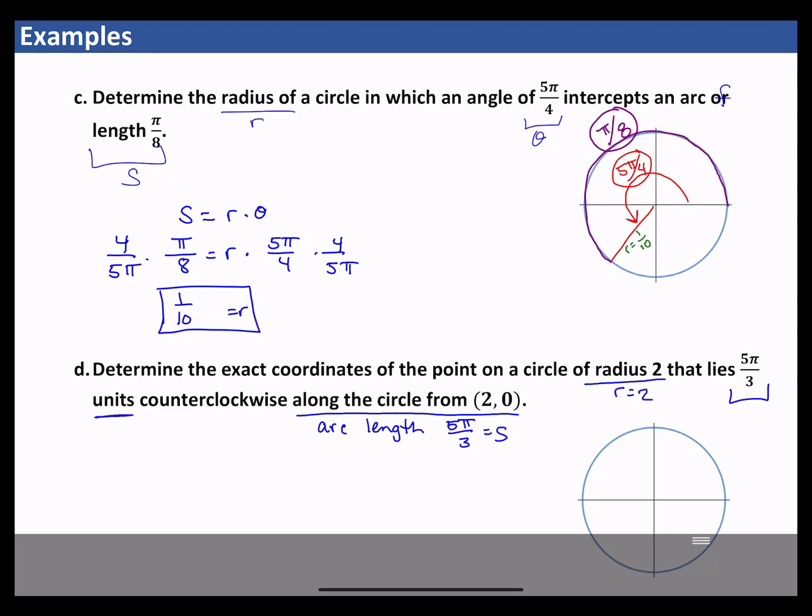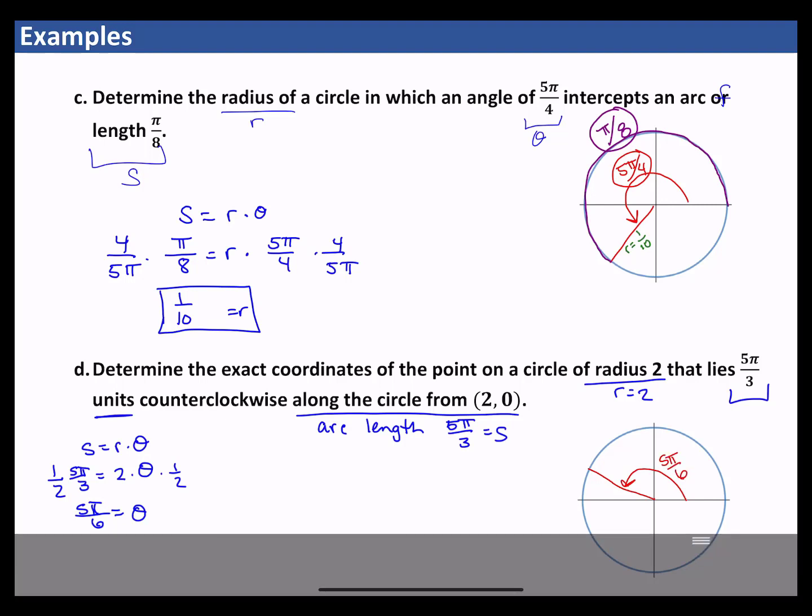So we're trying to find the exact coordinates, but to do that, we're going to first need to find the central angle. So we're going to take arc length equals radius times theta, the central angle. 5 pi over 3 is the arc length. The radius was 2. We'll multiply by the reciprocal of 2, which is 1/2. So we see that our central angle is 5 pi over 6. So just thinking about what we do know on the unit circle, a central angle of 5 pi over 6 would be about here.